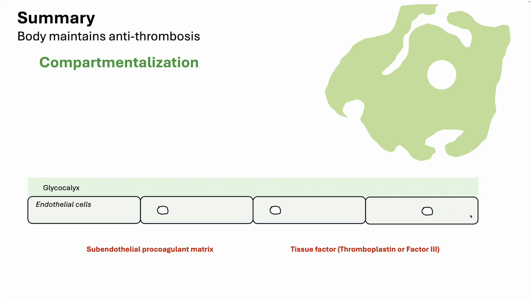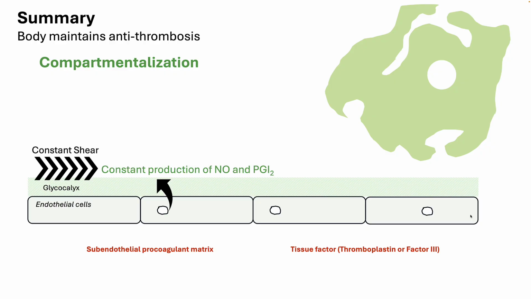To summarize, the important among them are compartmentalization, where your coagulation molecules are kept separate from your subendothelial procoagulant matrix and tissue factor, and a constant shear force that's present in your arteries and to a lesser extent in the veins, which results in constant production of nitric oxide and prostaglandin I2, which maintains the antithrombotic tone. They keep the intraplatelet calcium levels low, and platelets actively keep the negatively charged phospholipids inside.